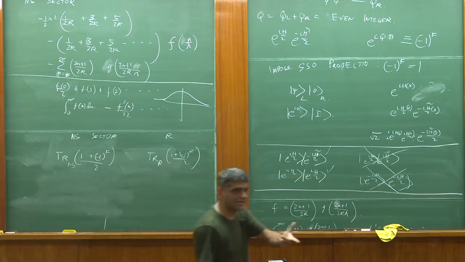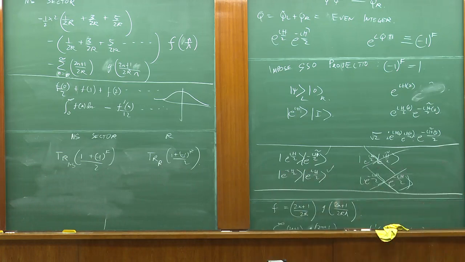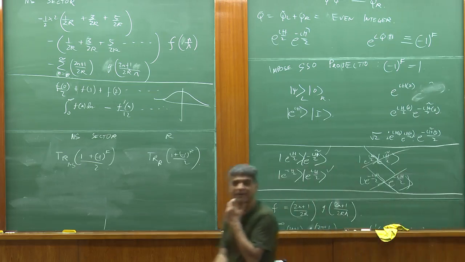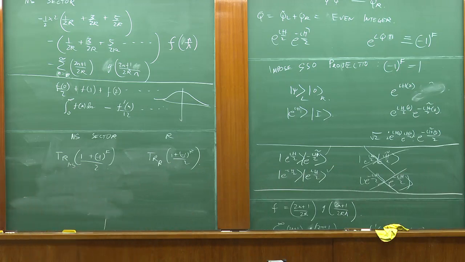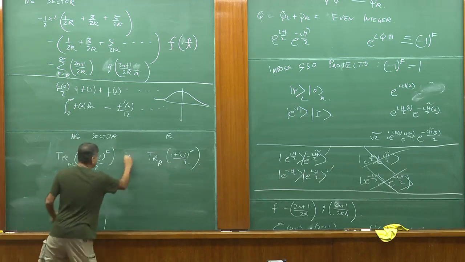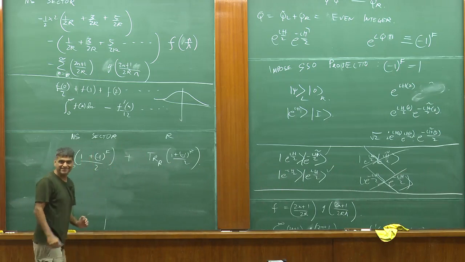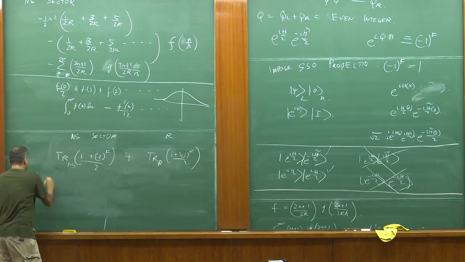Because we want to impose a projector that will keep all states with minus 1 to the F equals 1, but throw away all states with minus 1 to the power F equal to minus 1. And this projector exactly does that. So these are the traces we want to compute. So this plus this, because we have NS sector plus Ramond sector. Let's write this in terms of diagrams.